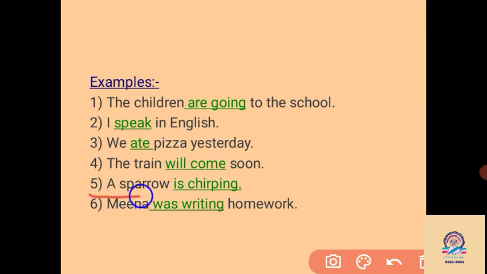Then a sparrow. A sparrow is chirping. So a sparrow is a subject and is chirping becomes the verb. Then Mina. Mina is a noun, and was writing homework. It means was writing becomes the verb. So we can say that the sentence begins with a subject, subject means noun or pronoun, and the second position is the verb.